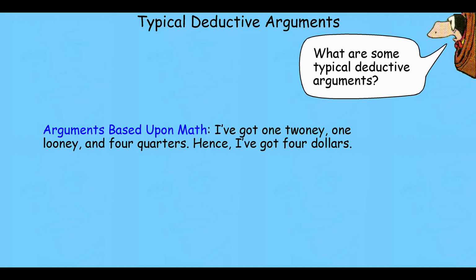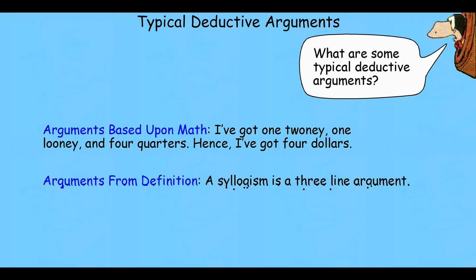So arguments that have the form of mathematical relationships other than probabilistic and statistical relationships are likely exploiting the deductive character of mathematical inference in order to formulate a mathematical argument. So for instance, if someone presents you with an argument, I've got one toonie, which is a $2 Canadian coin, one loonie, a $1 Canadian coin, and 4 quarters, hence I've got $4. They're using the deductive structure of those mathematical relationships to formulate a deductive argument.